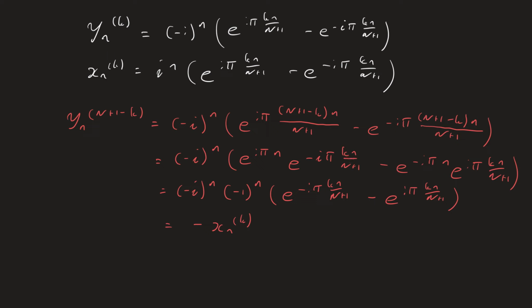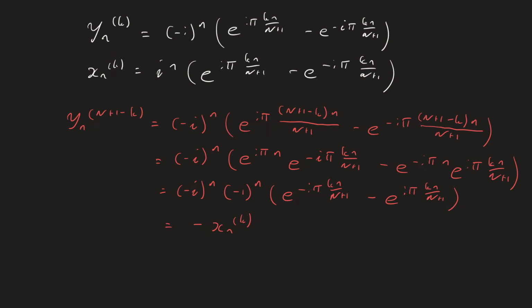Same for this term here, we have an n+1 divided by n+1, which gives us an e^{-iπn} out the front. e^{iπn} and e^{-iπn}, because n is an integer, are both equal to (-1)^n, which we can now take out the front. And finally, we notice that this term is just the negative of the term appearing in x_{nk} here. The (-1)^n and the (-i)^n, the two negatives cancel, so we just have i^n. So we see that this expression is just the negative of x_{nk}.